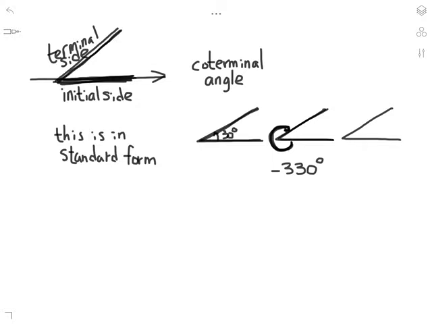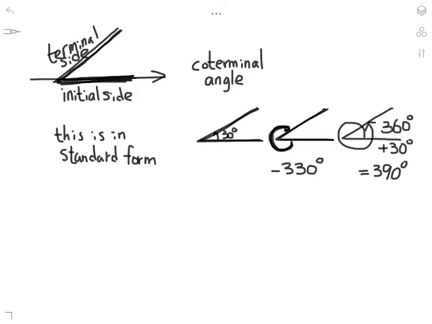Okay, last one. From the initial side, I go around and I don't stop the first time I meet the terminal side. I keep on going. The second time I pass through the initial side and hit the terminal side, then I stop. So what is the angle measurement here? Obviously it's going to be greater than 30 degrees, and one complete cycle is 360 degrees plus the 30 degrees. So it's going to be 390 degrees.